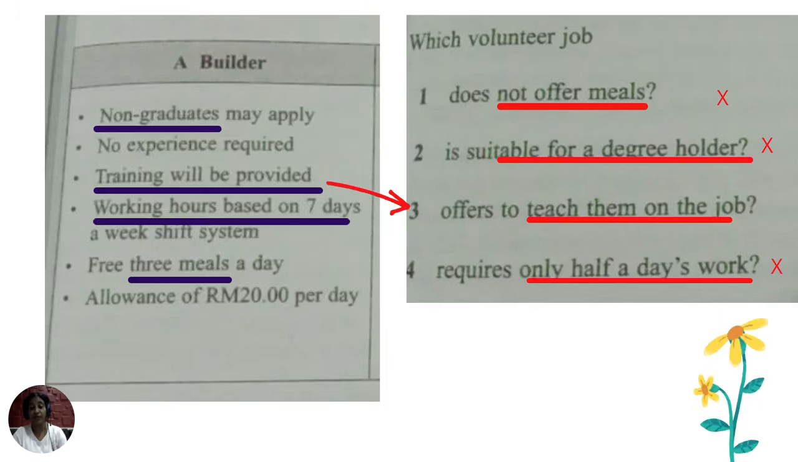Number four requires only half a day's work. Half a day's work, which means 4 hours. So working hours based on 7 days a week. So meaning that 7 days they have to work. So it does not match. So it is inaccurate.